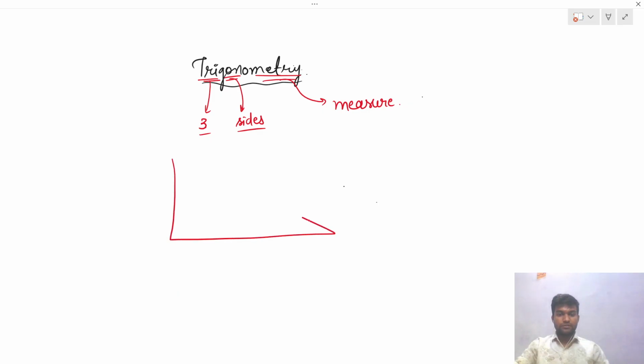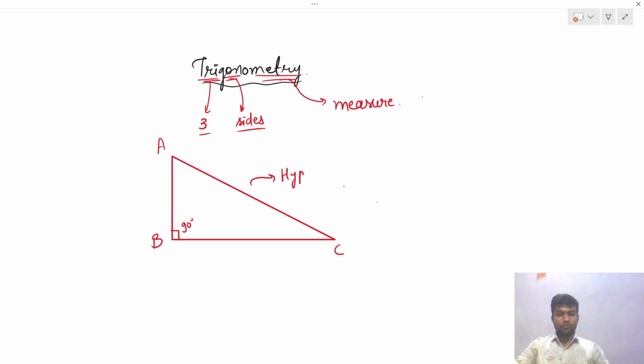So we will see here a right angle triangle. Okay, let's say we will give this name A, B, C. Okay, this is called 90 degree. So this is called a right angle triangle because this is 90 degree, and this longest side is called hypotenuse.